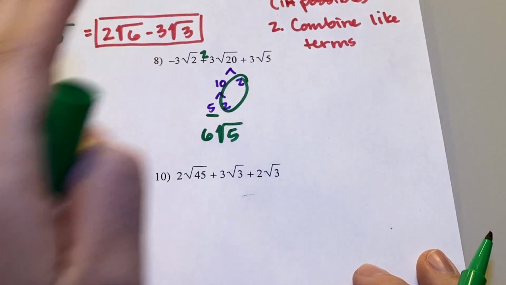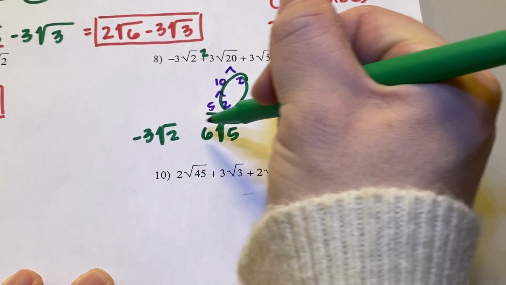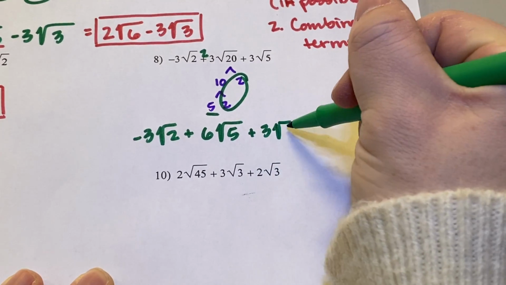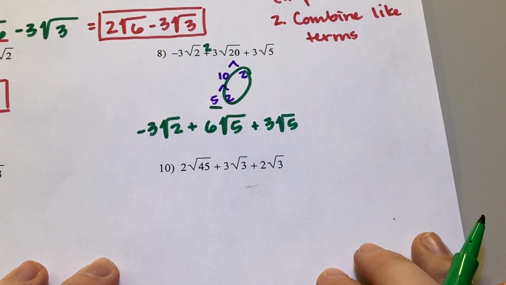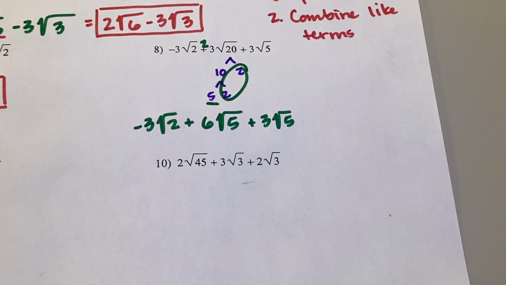Nope, that guy's simplified. So I'm going to just copy these down here. Negative 3 root 2 plus 6 root 5 plus 3 root 5. Literally just brought the first and the third term down. We couldn't simplify them. Where are my like terms? 6 root 5 and 3 root 5. Beautiful.